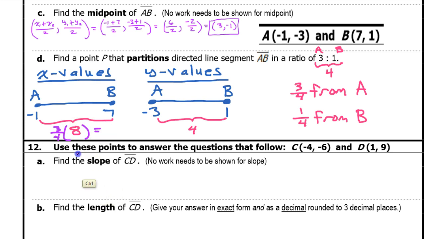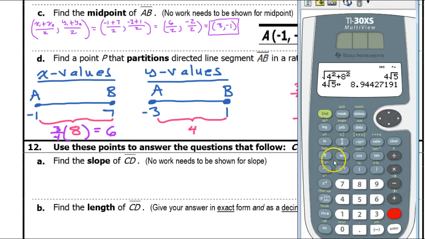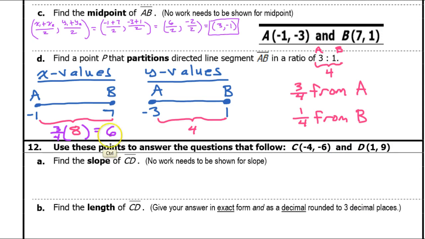All right, what's that going to be? In my head, I'm going 4 goes into 8 twice. 2 times 3 is 6. So therefore, it's going to be 6. If you're not comfortable with what I just said, if that sounded like gibberish to you, then you're going to simply multiply. So 3/4 times 8. Okay, and you get 6. Either way, that tells you how far from A you have to go.